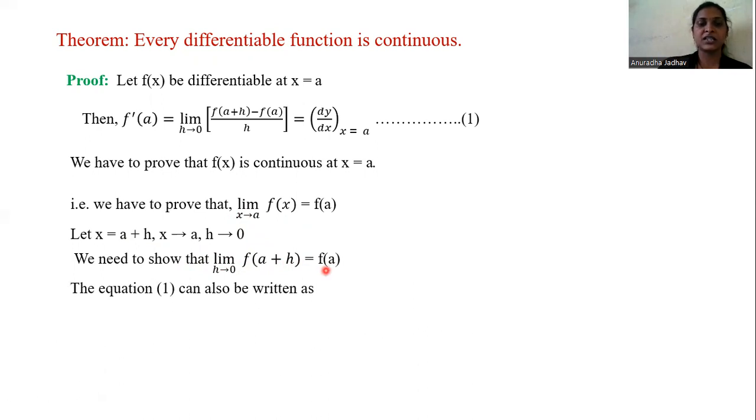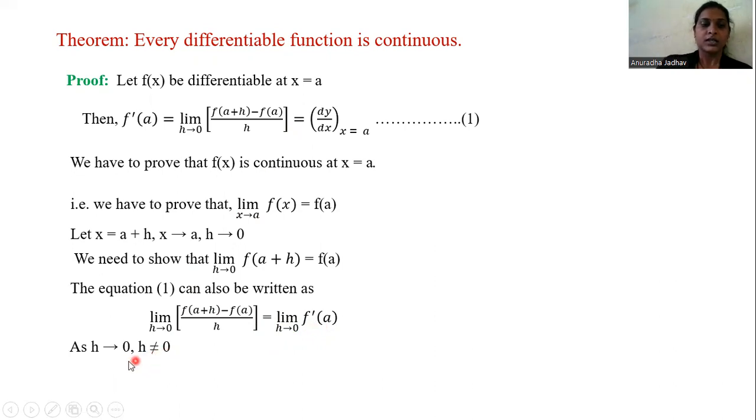The first equation can also be written as limit as h tends to 0, f of a plus h minus f of a upon h is equal to limit as h tends to 0, f dash of a. As h tends to 0, but here h is not equal to 0. Here the h value approaches 0, but is exactly not equal to 0.